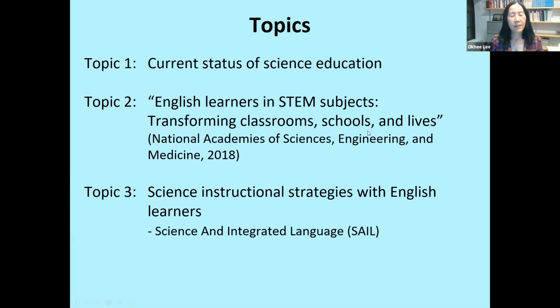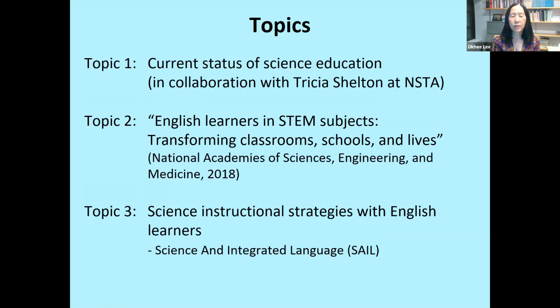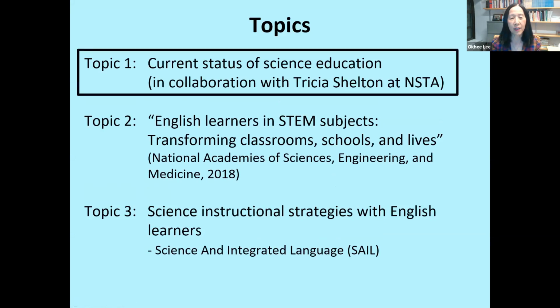The first topic is the current status of science education, and the second topic is English learners in STEM subjects: transforming classrooms, schools, and lives. That's the National Academies of Sciences, Engineering, and Medicine report. So you see science education, and then there is an English learner community. And then topic 3 is pulling topic 1 and topic 2 together in terms of what are the instructional strategies with English learners, but all students in science with language learning. So let's start with the first topic, the current status of science education, and that is my conversation in collaboration with Trish Shelton at NSTA.